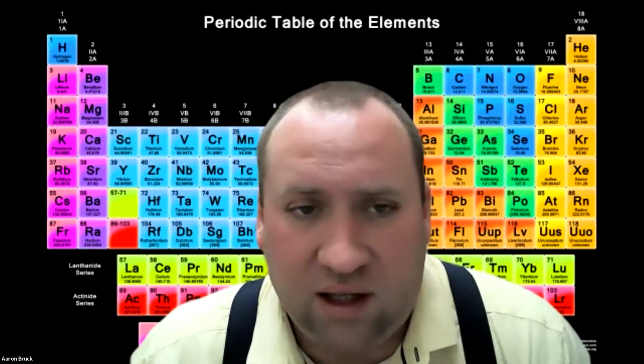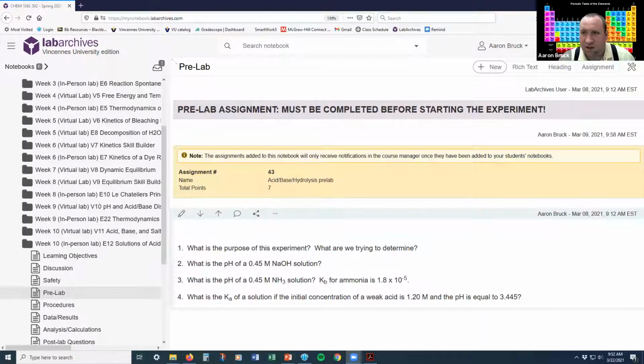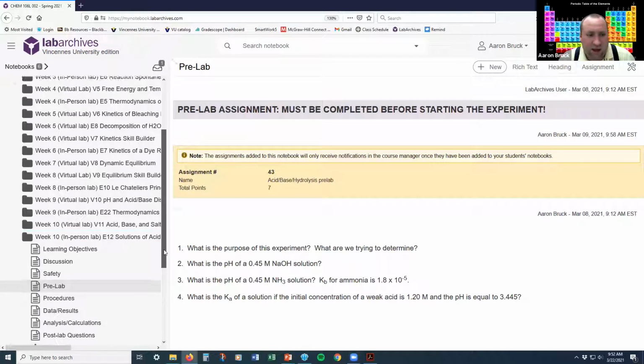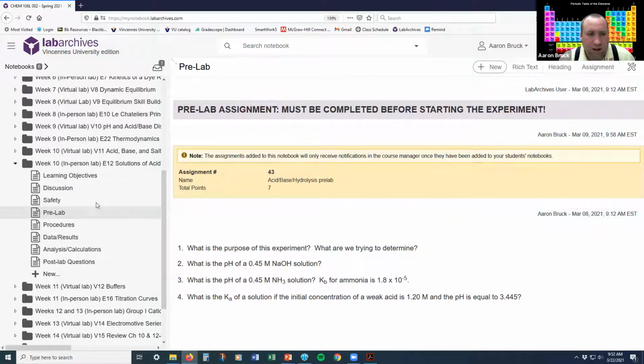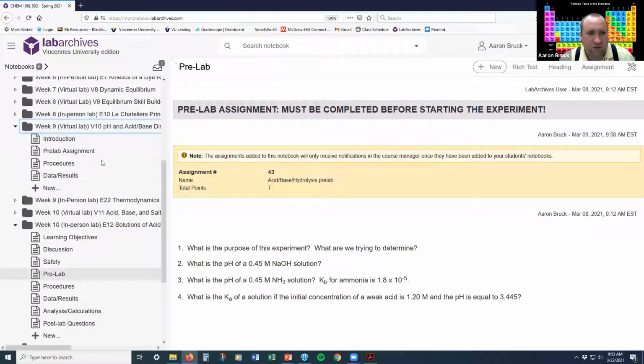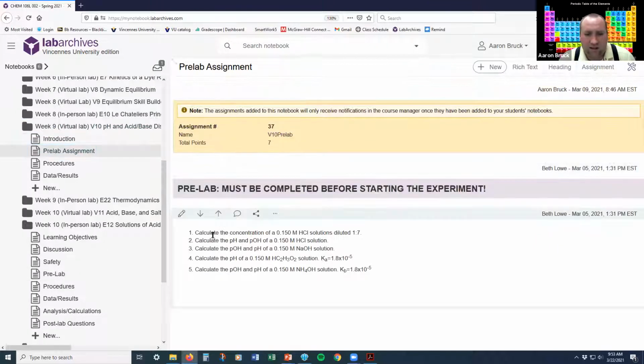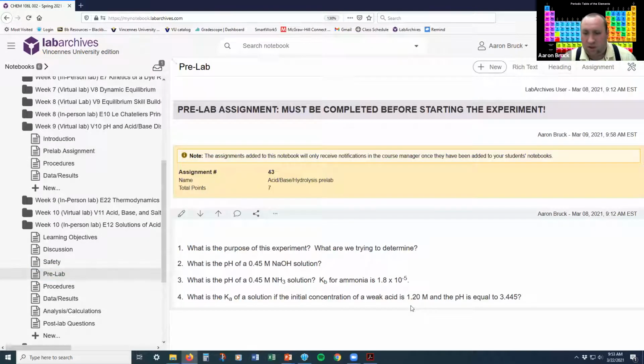So before we get into the actual experiment itself here, I did want to point out that this week's pre-lab is pretty much a direct copy of last week's virtual pre-lab, in the sense that you are asked to calculate the pH of a strong base, you're asked to calculate the pH of a weak acid, and then the only thing that's really different is that you're going to use an ice table at the end of this one to determine the Ka instead. So the pre-lab here is relatively straightforward.